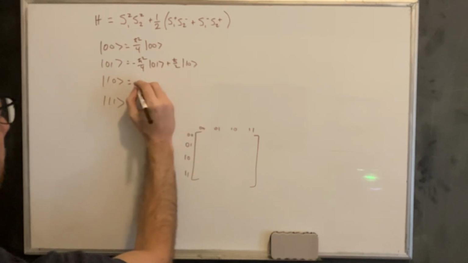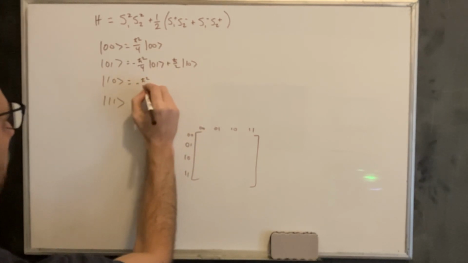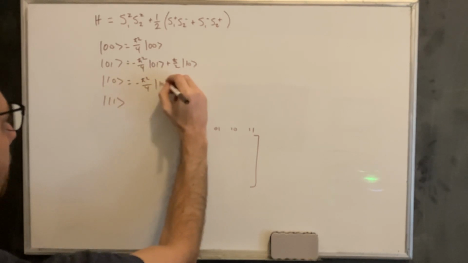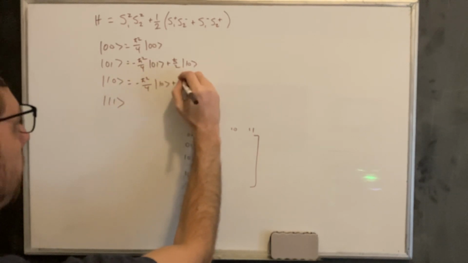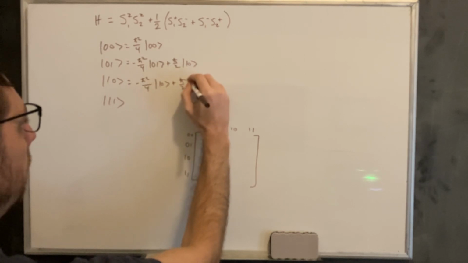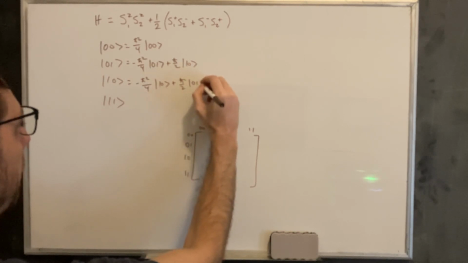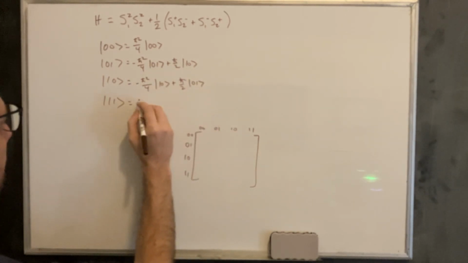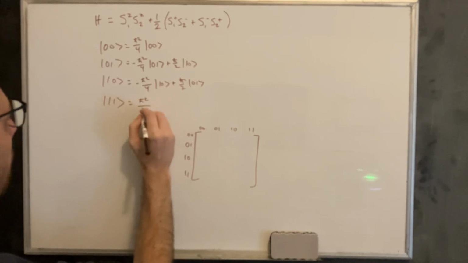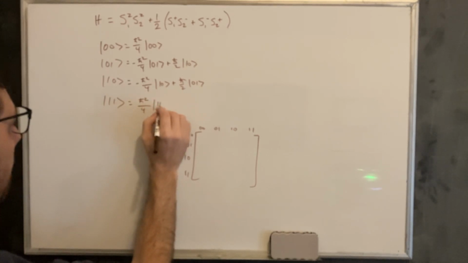Then this is going to be, again, negative h bar squared over 4 with 1, 0, keeping the state the same, plus h bar over 2, and then the flipped state, which is going to be 0, 1. And lastly, we're just going to get h bar squared over 4 with our original state, 1, 1.